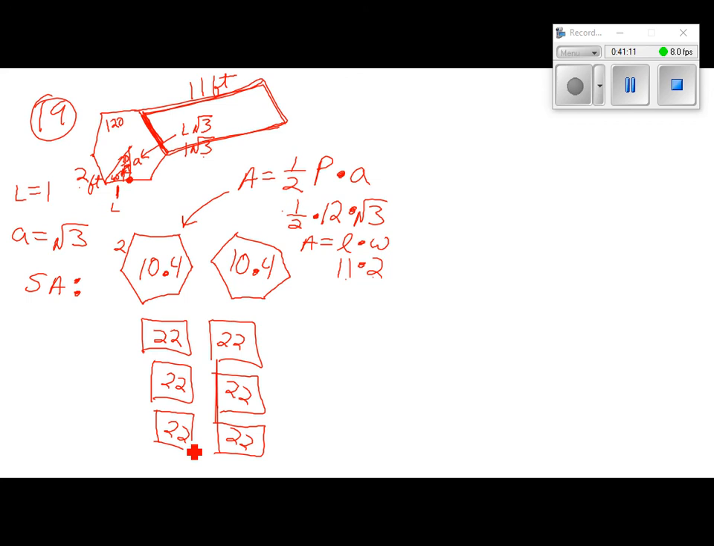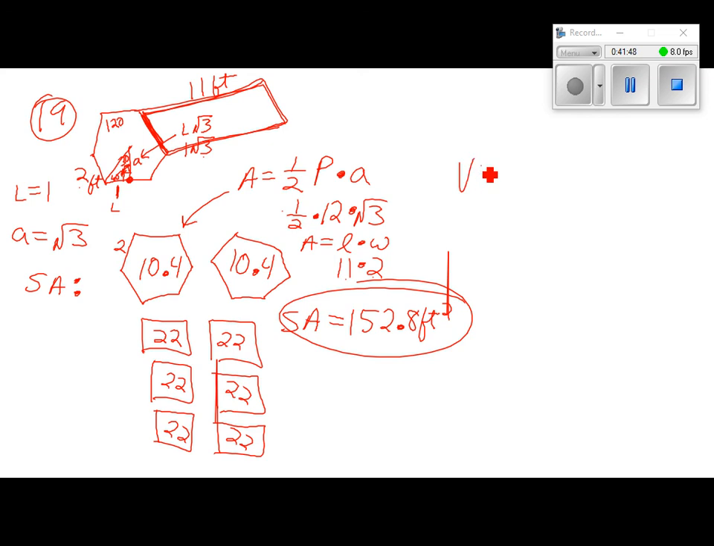So 10.4 plus 10.4, and then plus all the 22s, all 6 of them. I ended up with a surface area for this hexagonal prism of 152.8, and our units were feet, so it's feet squared.